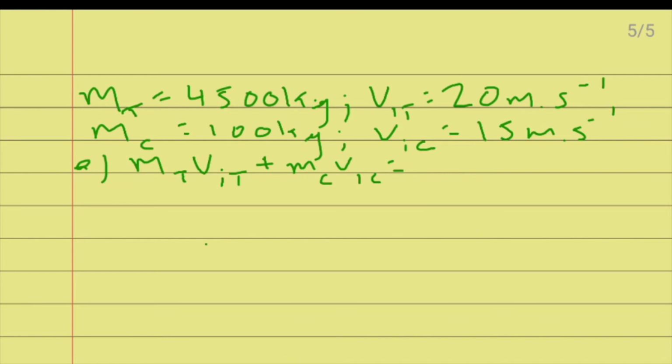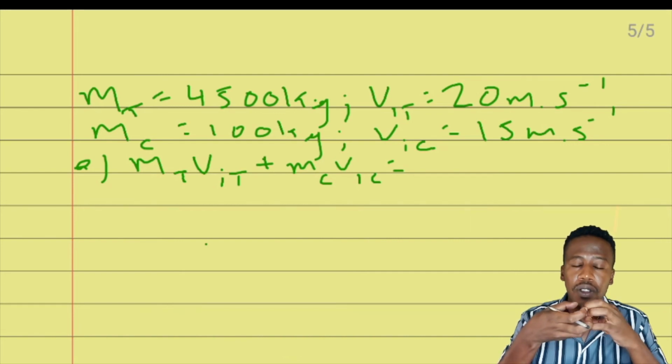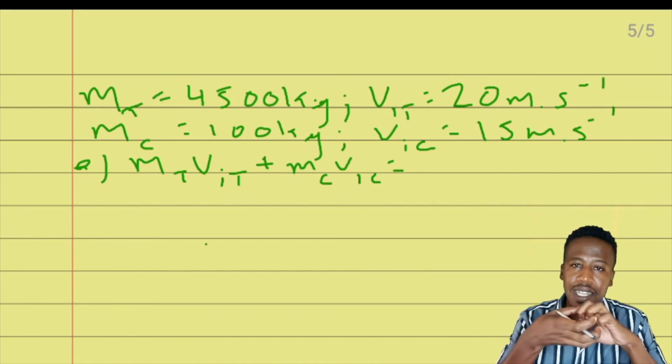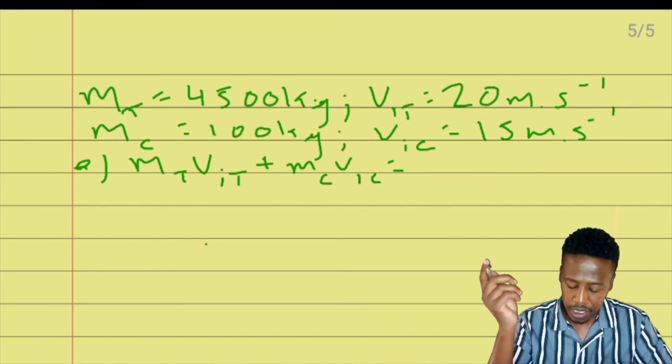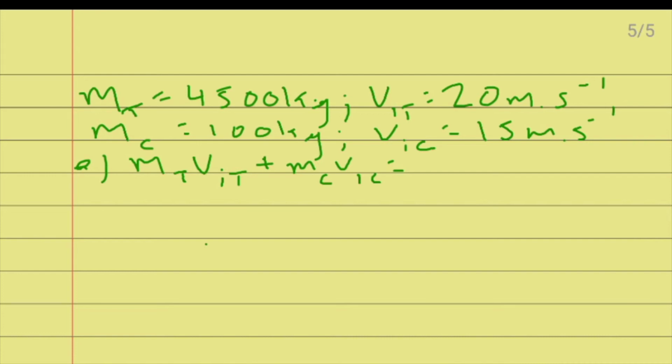Now what is key is that after they collided, they moved together, meaning they were stuck together. So now they share the same velocity, the same speed. I'm going to say the final velocity. Even their masses will be shared, so it will be the mass of the truck plus the mass of the car, and what we are looking for is their final velocity, which is the truck and the car combination.